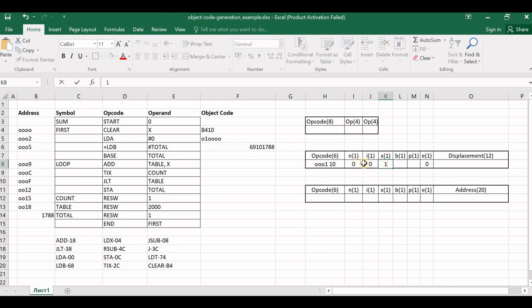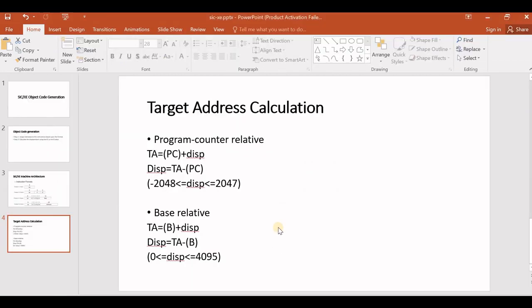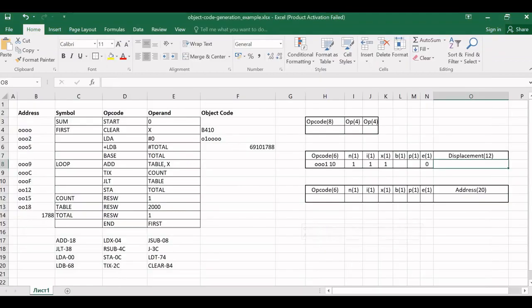And remember, n and i values both cannot be zeros at the same point of time. Either the instruction should be in indirect addressing mode or immediate addressing mode, or it can be both 1, 1. It cannot be zeros. So we are going to make the n value and i value as 1. And now we are supposed to find out the displacement value. So what is the formula that we have seen to find out the displacement value? The formula is target address minus PC.